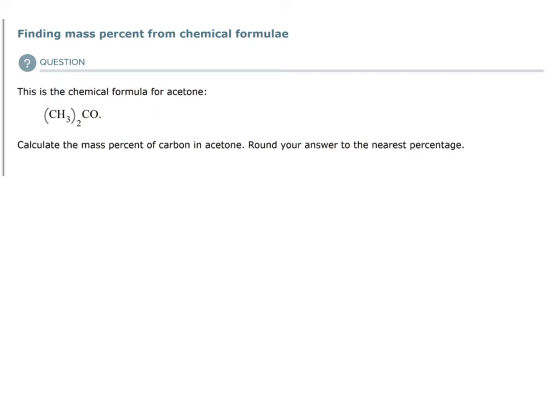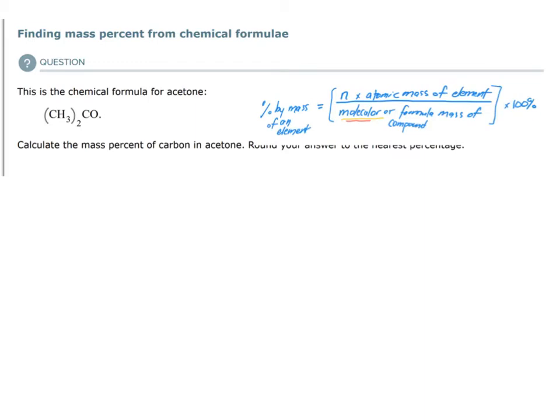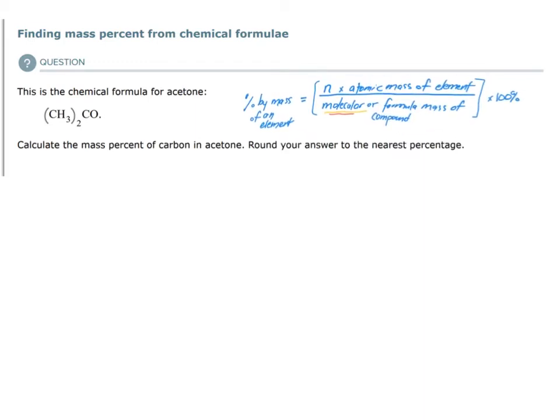So let's go back. How do we find mass percent, also called percent composition or percent by mass? Well, here it is. Mass percent is going to be equal to N, which is the number of atoms of the element that you're interested in. We're interested in carbon, so the number of carbon atoms times the atomic mass of carbon divided by the molecular mass of the compound. I'm using molecular mass of the compound because this is a molecular compound, not an ionic compound. If this were an ionic compound, we'd be looking at formula mass. Both found the same way.